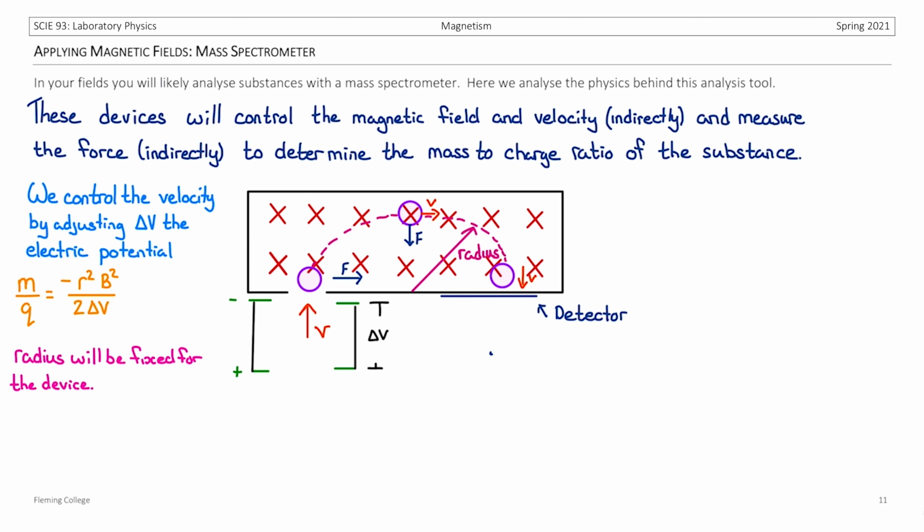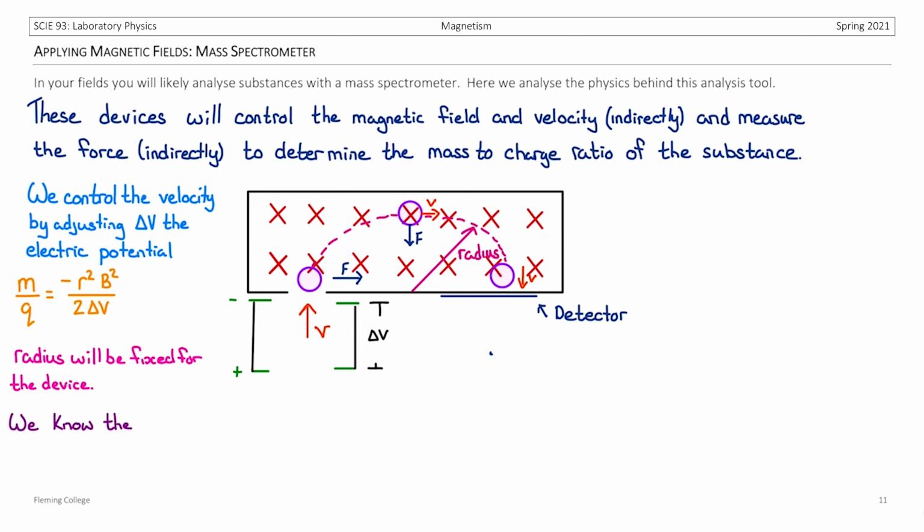So as we adjust the potential difference and different substances are entered into the machine, we'll see that with some trials, the force is greater than expected and we don't hit the detector. And with other trials, the force is not enough for the velocity, and again, we miss the detector wide. But with certain trials, we'll hit the detector dead on.